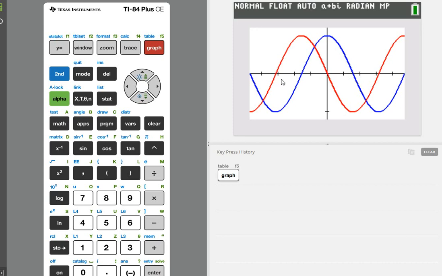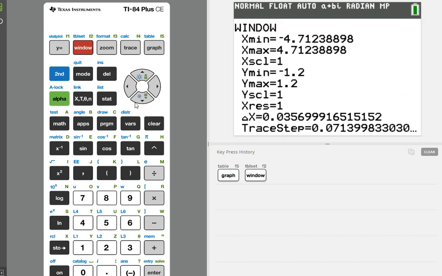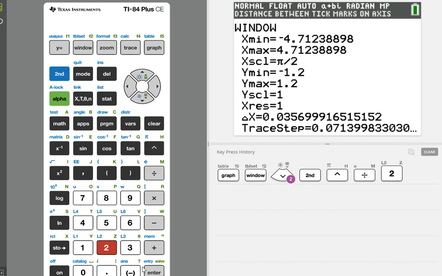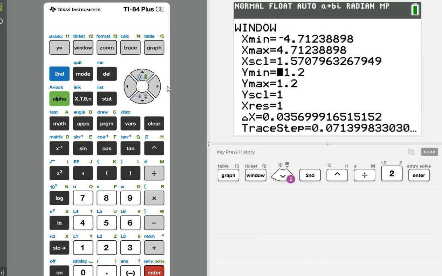But this still isn't as helpful as it could be because, for instance, this graph crosses the x-axis a little bit to the left of negative 3. If you want to do yourself a favor, go back to table set and let's change the tick marks. Put them in units of, say, pi over 2 or pi. Do it in units of pi divided by 2, then the tick marks are going to show up at useful places for you on the x-axis.